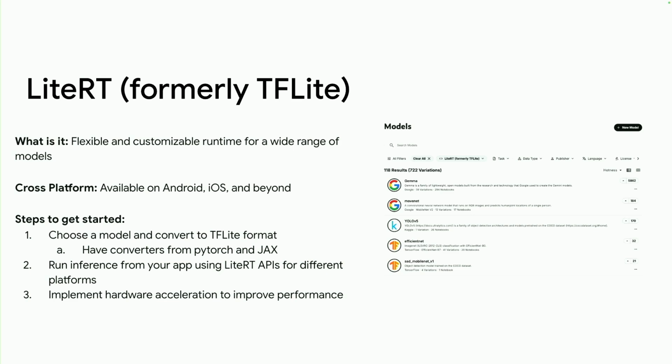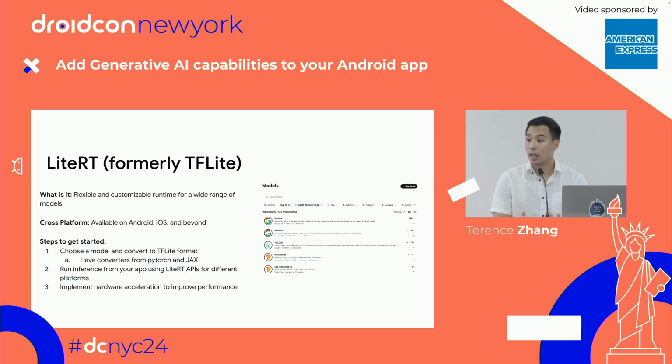It's available like MediaPipe on Android, iOS, and beyond. And the steps to get started, basically you need to choose a model first and convert it into the TF Lite format. So there's a list on Kaggle, which I've added a screenshot here, of many existing models that you can pick from. If none of those work for you, we also have converters from PyTorch and JAX. You can take your existing model, convert it into a LiteRT or TF Lite compatible, make it TF Lite or LiteRT compatible, and then deploy it on the device using LiteRT.